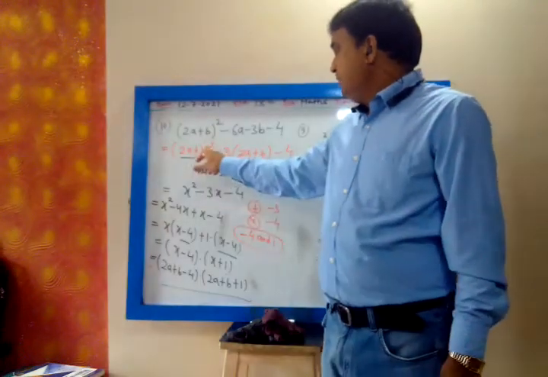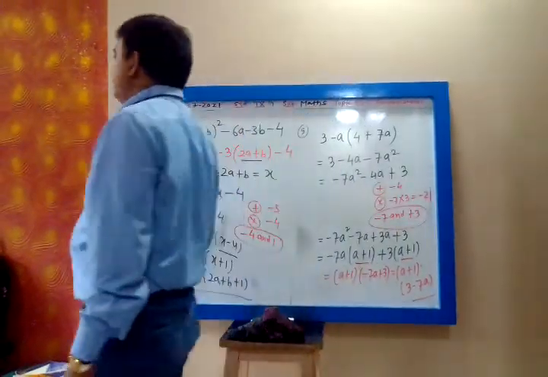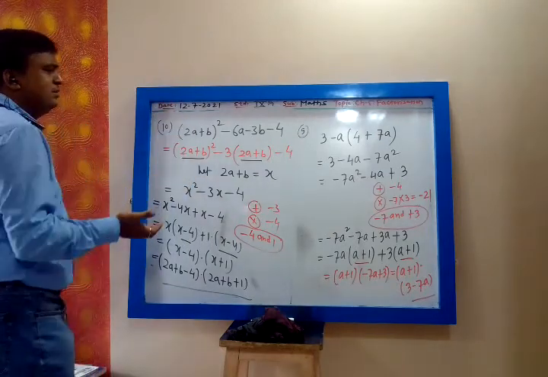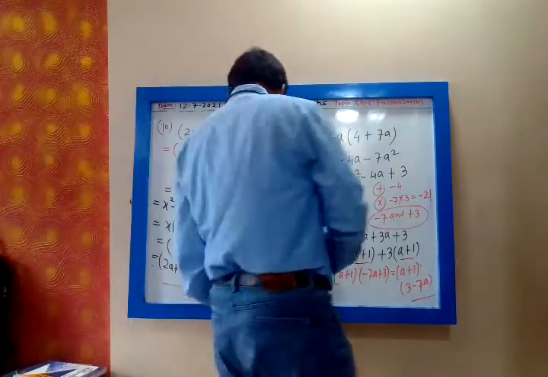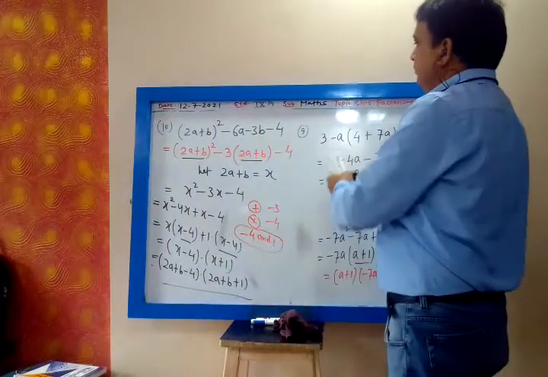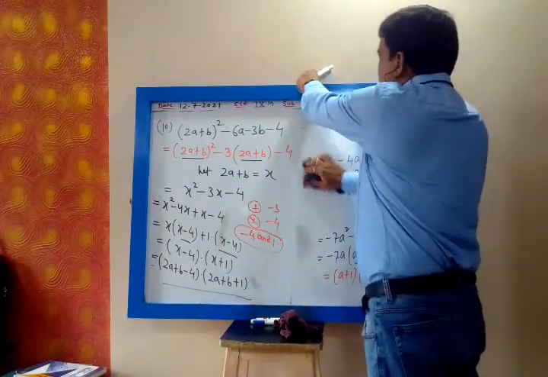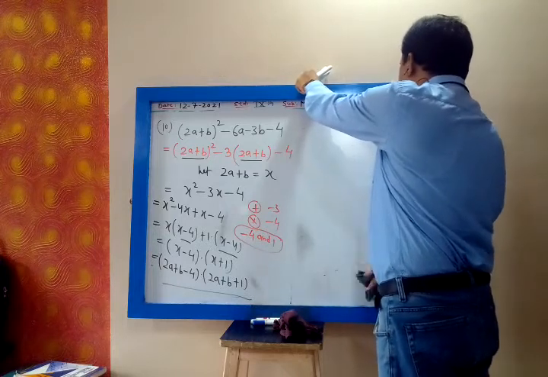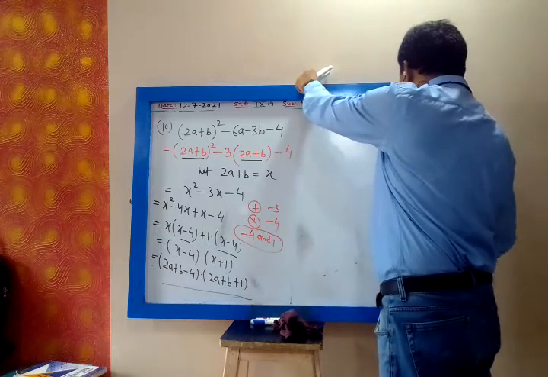So do not expand this. See what students do. They use the formula a plus b whole square. No need of that, I believe. Because we use the expansion if some term gets cancelled. Clearly we can see that no term will get cancelled, so there is no need to use them.